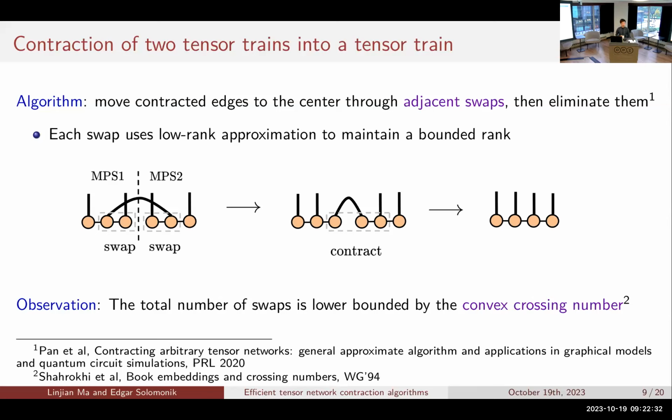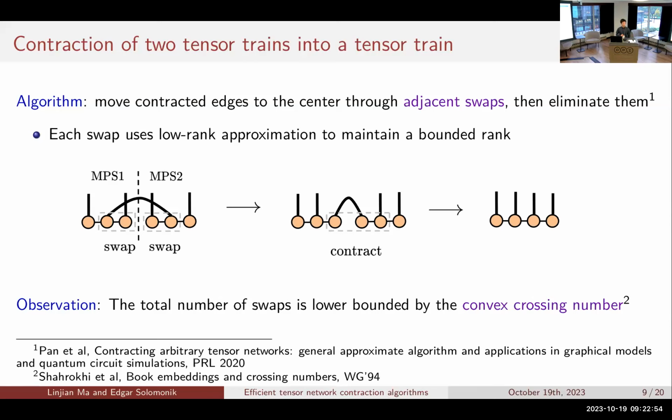So in this algorithm, the time-consuming step is the adjacent swap. And it also affects the accuracy. Since when we perform the adjacent swap, we also perform a low rank approximation. Otherwise, the rank will go up exponentially. So the number of swaps is actually the one that we want to minimize.